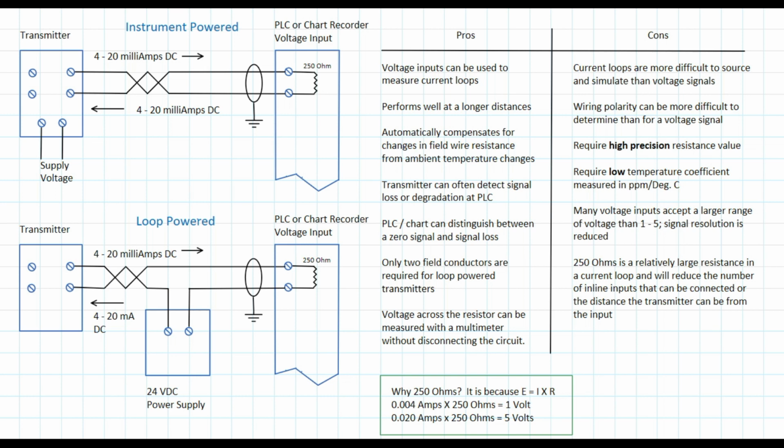We can use Ohm's law to determine what the voltage would be across the 250 ohm resistor based on the current inputs that we expect to create. So at 4 milliamps multiplied by 250 ohms, we get 1 volt. At 20 milliamps multiplied by 250 ohms, we get 5 volts. That produces a 1 to 5 volt signal that represents 0 to 100% of what we're measuring.